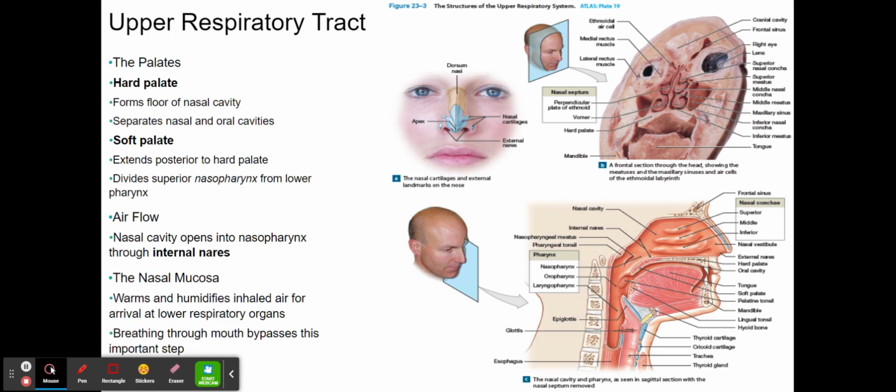The bony hard palate is made up of portions of the maxillary and palatine bones. The hard palate forms the floor of the nasal cavity and separates it from the oral cavity. A fleshy soft palate extends posterior to the hard palate, making the boundary between the superior nasopharynx and the rest of the pharynx. The nasal cavity opens into the nasopharynx through the connection known as the internal nares. The mucosa of the nasal cavity prepares inhaled air for arrival at the lower respiratory system.